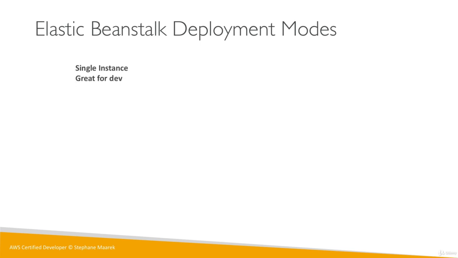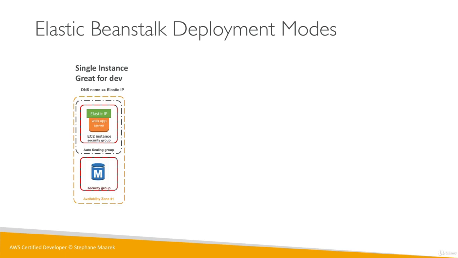We've seen the single instance deployment, and this is great for development because we basically get one EC2 instance with one Elastic IP and one autoscaling group, and maybe we talk to a database. All of this is in one AZ, and so it's very easy to reason about, and the DNS name maps straight to the Elastic IP.